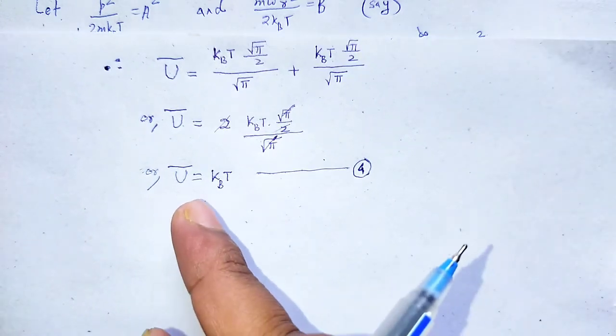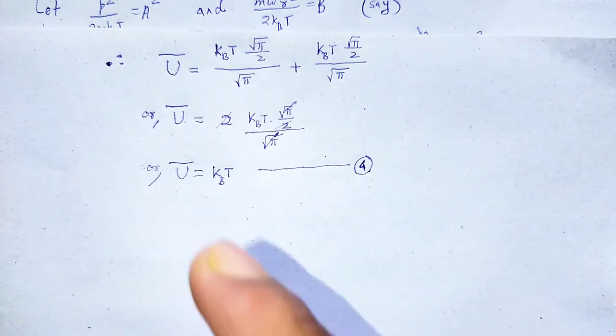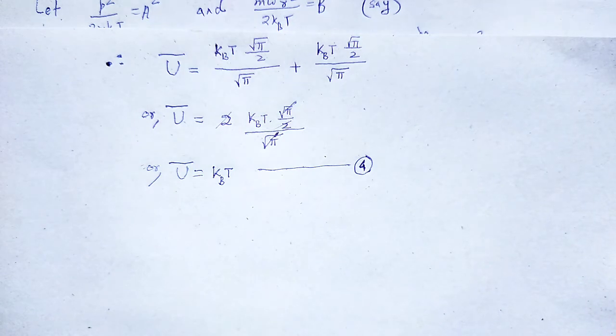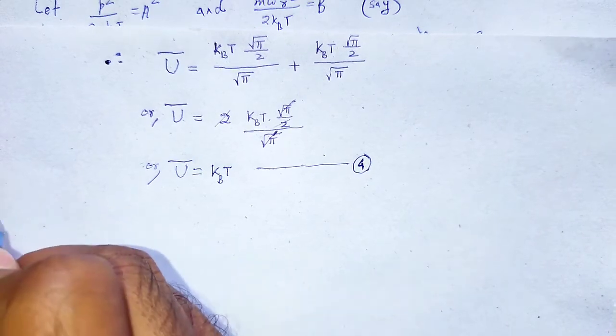That is the average energy of each harmonic oscillator. But what will be the total vibrational energy of the crystal? If that particular crystal has n identical harmonic oscillators, then the total energy will be n times the average energy.